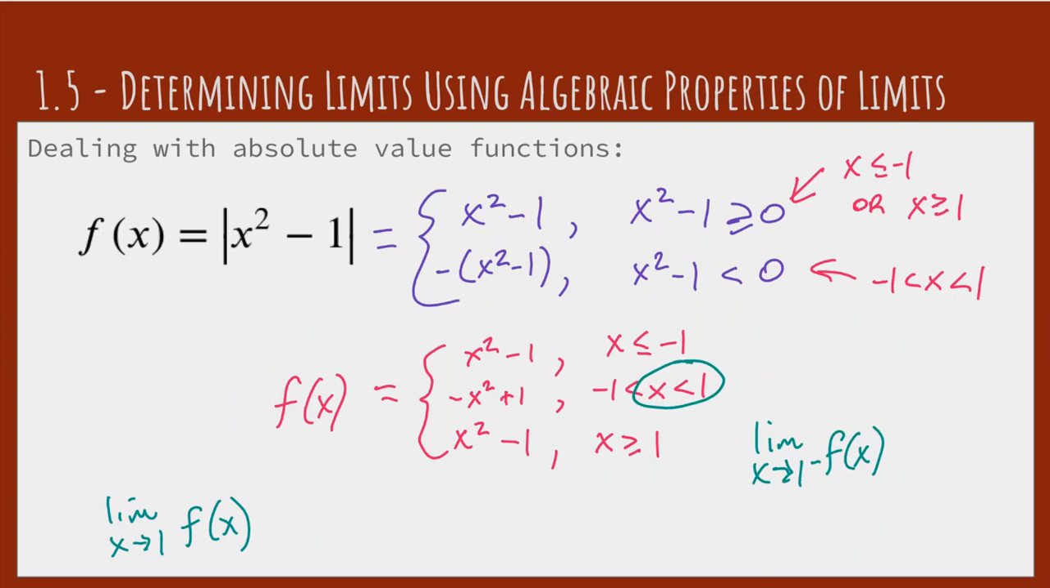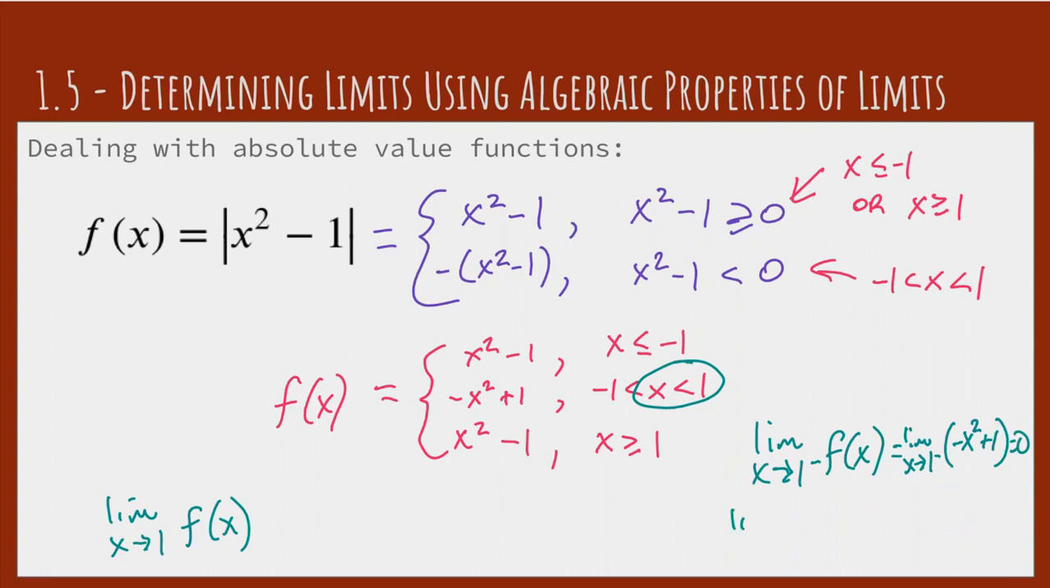So this is the same thing then as saying the limit as x approaches 1 from the left of negative x squared plus 1. And there we can just plug the 1 in. Remember, this is not a negative 1. It's 1, positive 1, but just values slightly smaller than positive 1. So we plug 1 in and we get 0.